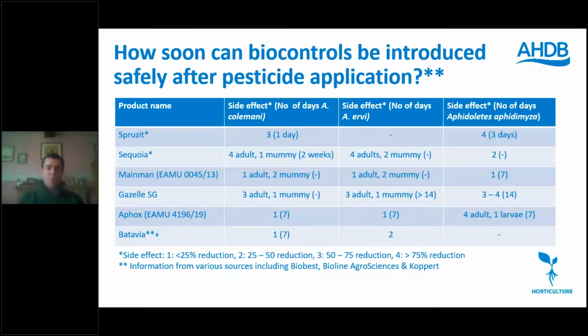So how soon can biologicals be introduced safely after pesticide application? Now this slide is just to give you a flavour really of some of the products that we're typically using for aphid control and some of the key aphid predators. So we've got Aphidius colemanii and Aphidius ervi there, which are the parasitic wasps that parasitize aphids and create the mummies that you'll see within the crop. And then we've got Aphidoletes, which is a midge, a little midge that looks a bit like a mosquito, and that seeks out aphid colonies and lays its eggs in those.